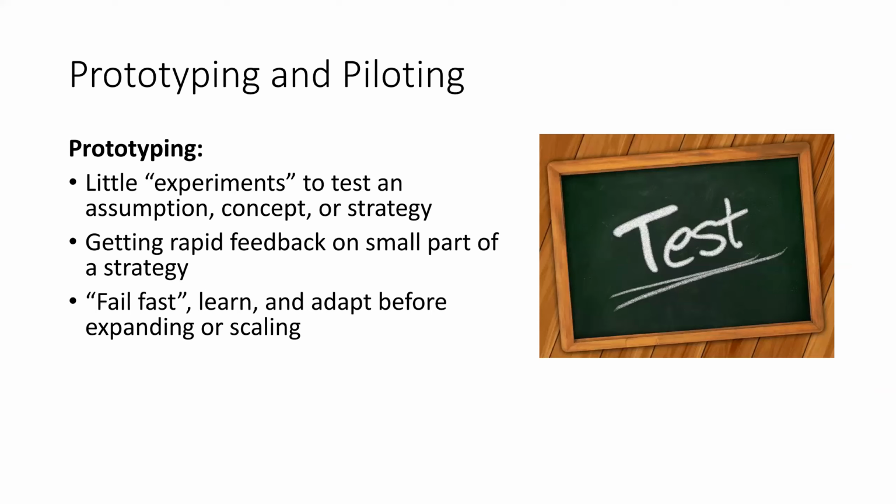So sometimes you might prototype a full strategy if it's a small strategy, but it's just taking a small piece. We're just kind of testing it out because what we want to be able to do is what's called fail fast. And fail fast means that, first of all, it's okay to fail, and it's certainly better to fail with just a little trial of something than going full scale with a big trial of something and then for it to fail. So if we can fail fast and then learn and adapt before we expand it, we're going to waste a lot less time.